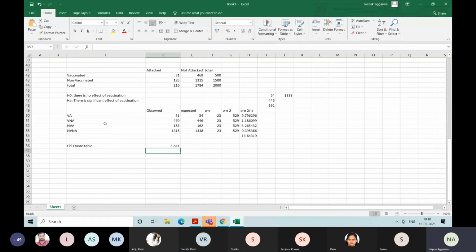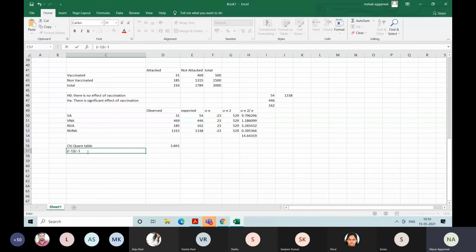Number of rows minus 1 into number of columns minus 1. The formula for degrees of freedom is R minus 1 into C minus 1. That is your degrees of freedom in this case. So R is the number of rows, and here you do not have to take the total.